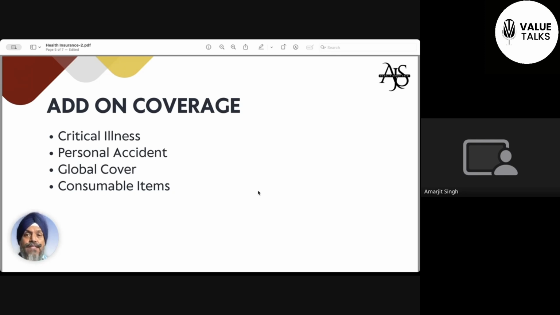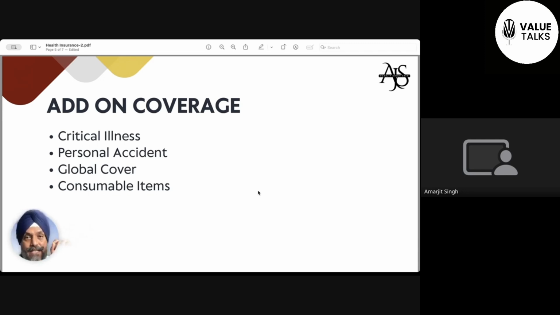So suppose there is a serving officer, and he suffers from a critical illness and has to take retirement. Outrightly, his income will go down. And to meet that loss of income, this critical illness policy is designed. This can be added to your regular policy, depending on the policy. Few policies give you this add-on cover. You can add that, and otherwise, this policy is available as a standalone policy also.